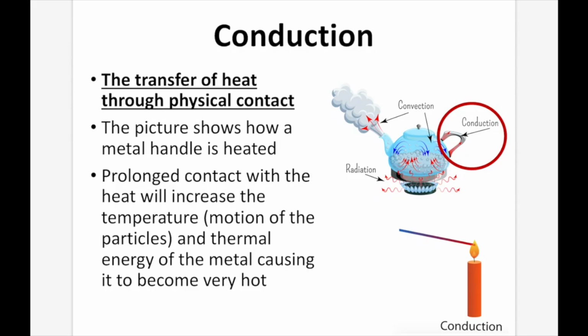And we can also see this if we put a metal skewer or metal poker into a flame. Eventually that flame will heat up the metal and will make it very hot. And you can see how it's hot down here, and it's a little cold up here, but eventually that heat will make its way up the metal rod.